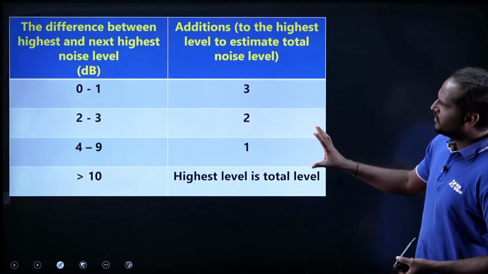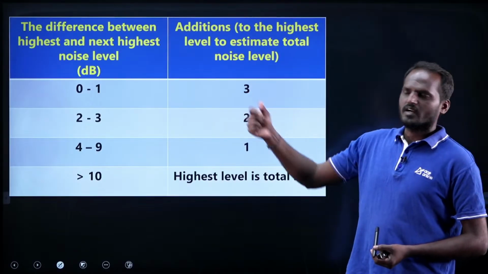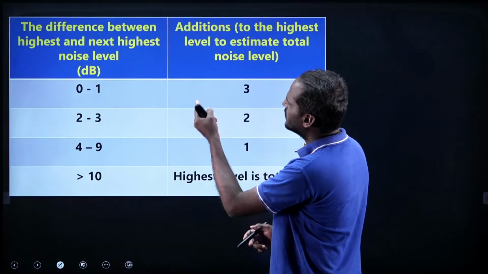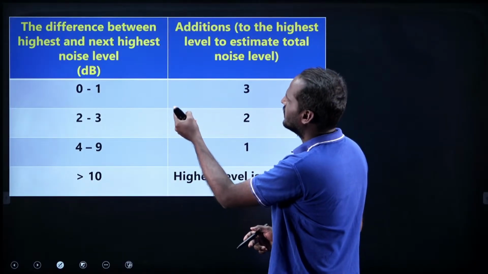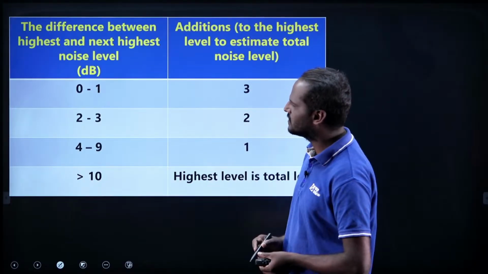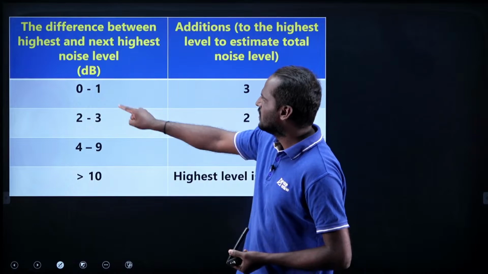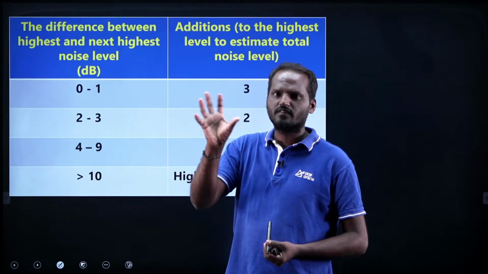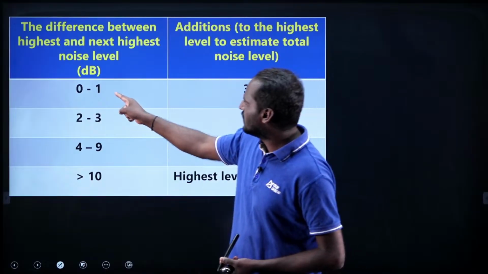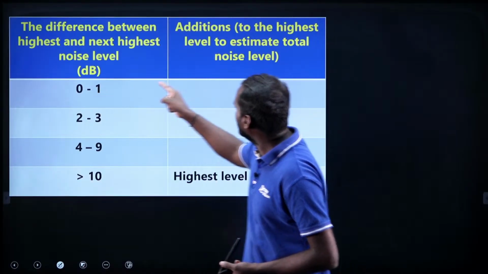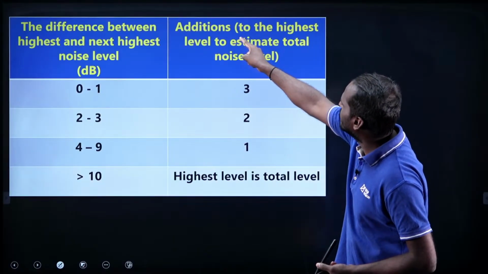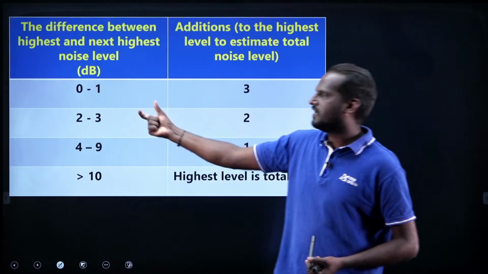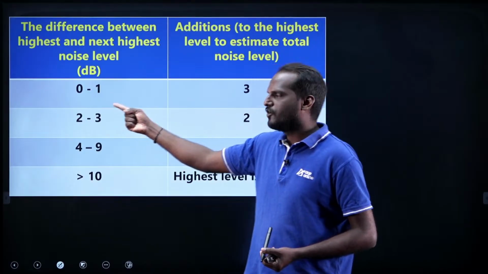If you go through this table, you can easily answer those kinds of questions asked in the noise pollution chapter. See, the difference between the highest and next highest noise level is given in this range. In the earlier question, what are the noise levels given? 55, 55. What is the difference? 0. If the difference falls in this range, you need to add 3 to the highest level to get the estimated total noise level.